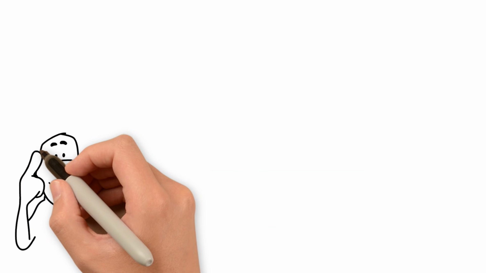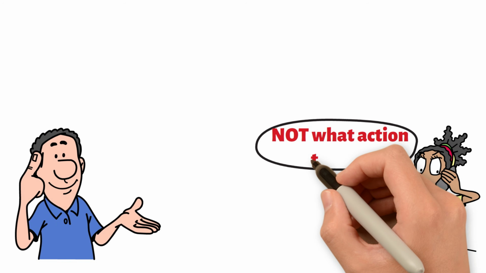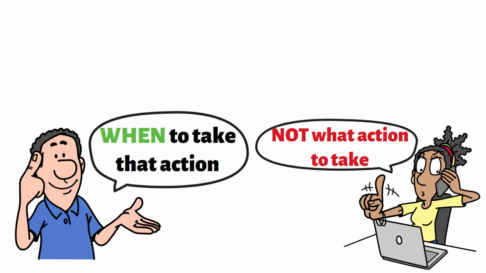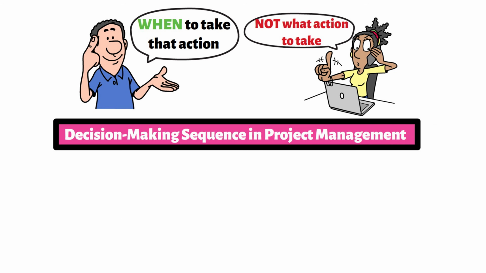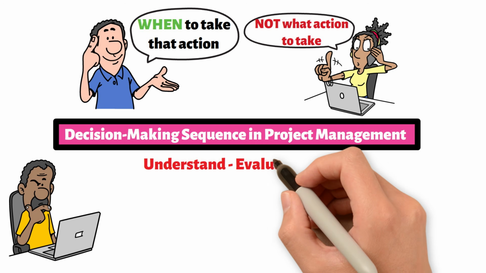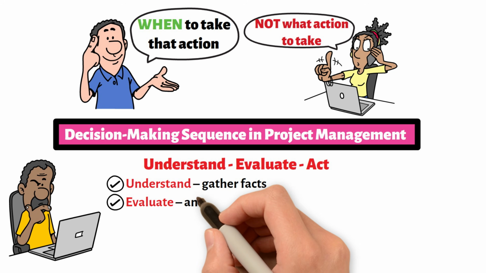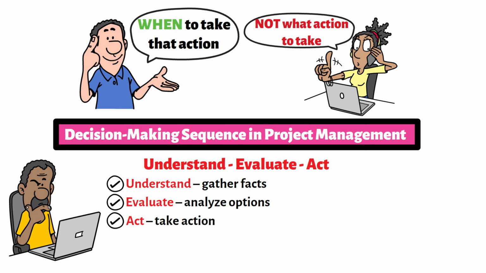Here's the key shift you need to make. The PMP exam is not testing whether you know what action to take. It is testing whether you know when to take that action. Every decision in project management follows a sequence. Understand, evaluate, act. First, you understand the situation. Then, you evaluate the impact and options. Then, you take action.